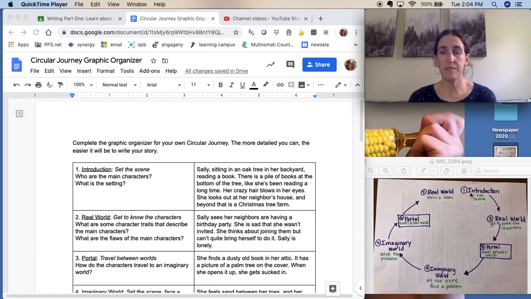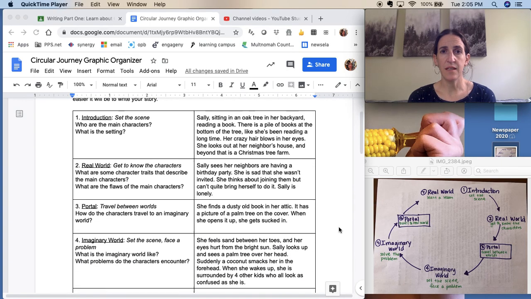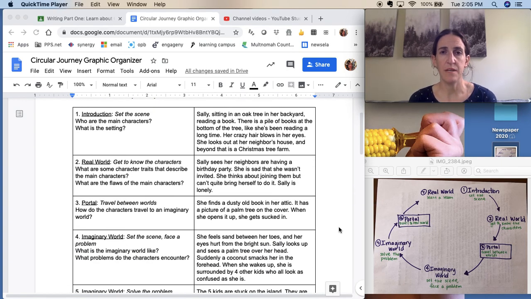So, the story begins with the introduction. I'm going to set the scene. My character Sally will be sitting in an oak tree in her backyard reading a book. There's a pile of books at the bottom of the tree, like she's been reading for a long time. Her crazy hair blows in her eyes. She looks out at her neighbor's house, and beyond that is a Christmas tree farm. So I just wanted to introduce my main character, Sally. She likes to read, she has unruly hair, and she lives outside of Portland, as you can tell because she lives next to a Christmas tree farm.